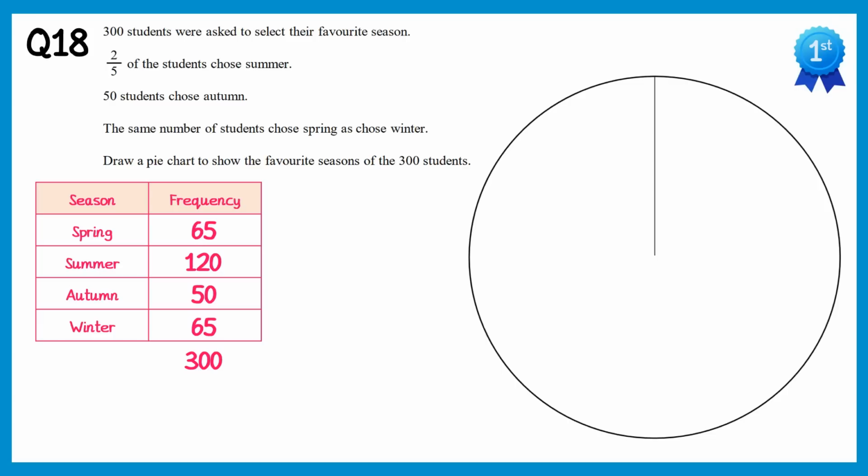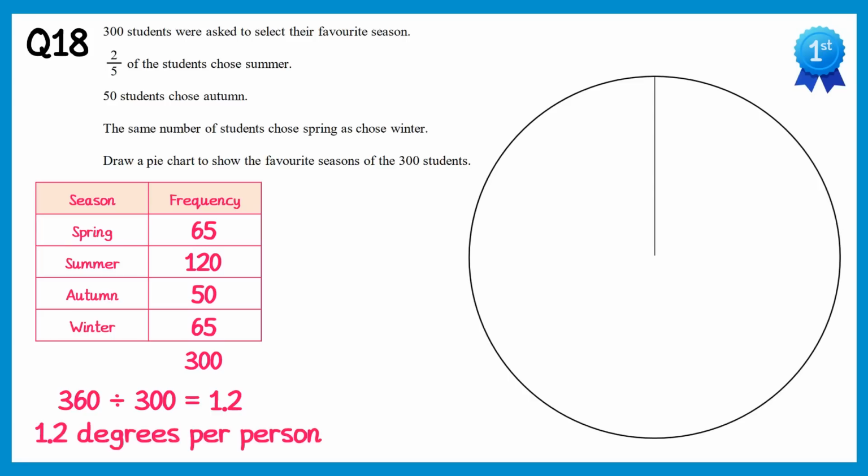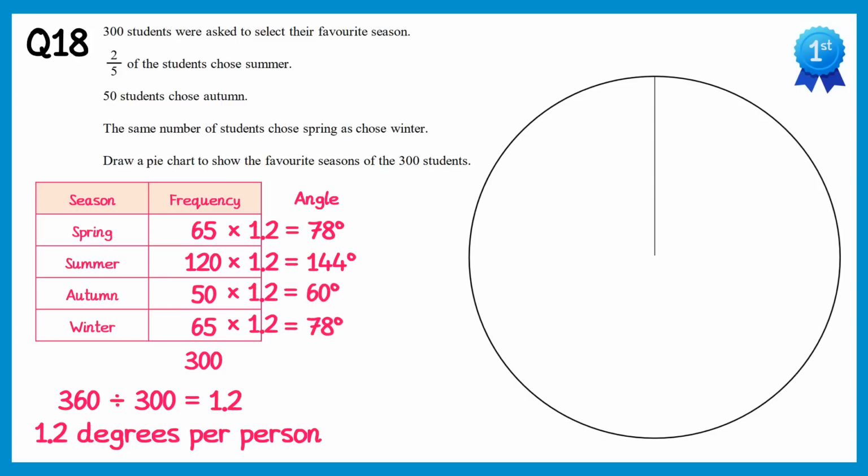If you add up all of these students, you'll get 300 as your total frequency. And to draw a pie chart of this, I do 360 degrees divided by 300, which gets you 1.2. This means each of the students represents 1.2 degrees. So I can multiply all of the frequencies by 1.2 to get my angles. This gives you angles of 78, 144, 60, and 78. Now I'll take my protractor and begin to draw this.